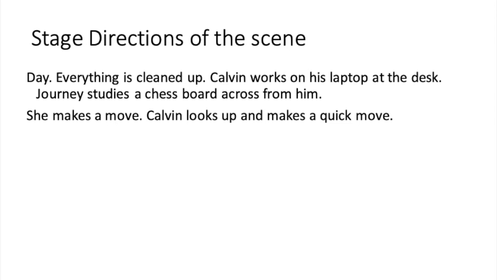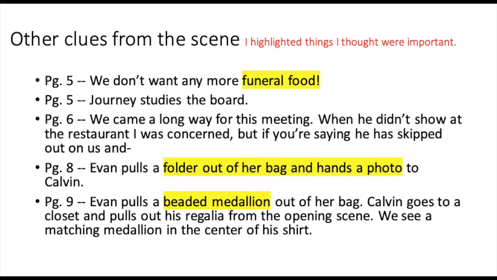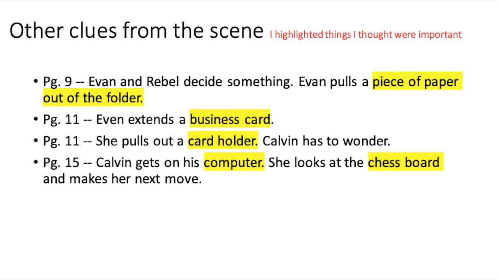I want you to write down the stage directions, if there are beginning stage directions, like when we did that croquet set lawn thing. If it's giving you a setting, write that down for me so I can see it and I can visualize what you're doing. I wrote other clues that I found from the script for this scene. So there's funeral food around, there's a board, she takes a folder out of her bag and hands over a photo, there's a beaded medallion. So these are props and these are things that you can tell might be around. Or it might describe what the apartment looks like or give you clues. So let me know what those clues are.